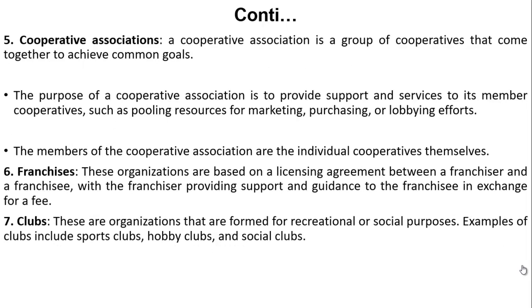Cooperative associations are different from cooperatives, and a cooperative association is a group of cooperatives that come together to achieve common goals. There can be 5 independent cooperatives, or 3 cooperative organizations, and when they come together, then they form cooperative associations. The purpose of a cooperative association is to provide support and service to its member cooperatives, not to individuals, such as pooling resources for marketing, purchasing, or lobbying efforts. The members of the cooperative associations are the individual cooperatives themselves.